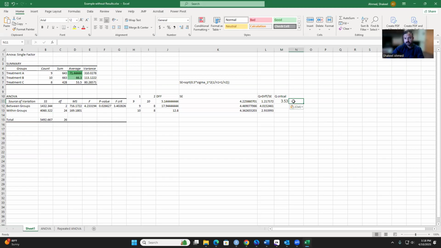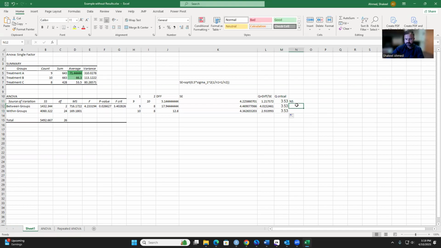If this value is greater than the critical value, we reject H naught. Otherwise, we will not reject H naught. So this is not significant, and we can copy this, and this is also non-significant. So this is just a post-hoc analysis of one-way analysis of variance. When we reject our null hypothesis, we need to check whether there is a significant difference between the pairwise means.